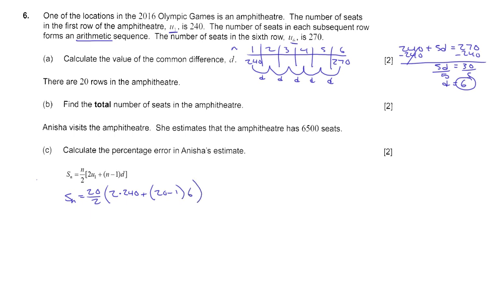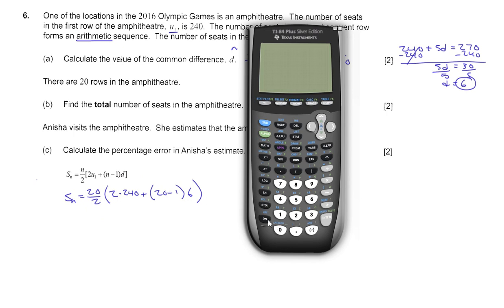Okay, so really we can just take our calculator and enter that whole thing in there, right? So 20 divided by 2, parentheses, 2 times 240, plus, and then another set of parentheses, 20 minus 1, or you could just put 19 if you figured that out ahead of time, all times 6, close our parentheses, and we get 5,940.